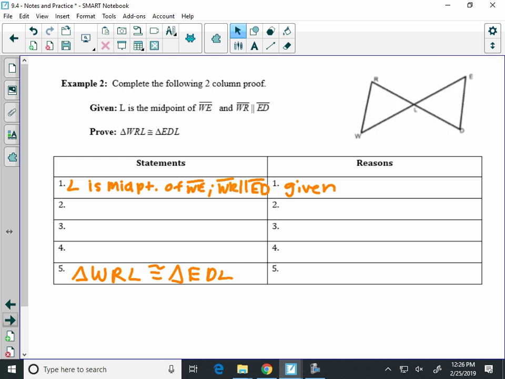So they didn't tell me that anything was congruent to each other, so I can't mark it in my diagram. But I was told that L is the midpoint of WE. Trent, what does that mean one of our reasons is? Definition of a midpoint. We have a vocab word. Our reason is the definition of that vocab word.